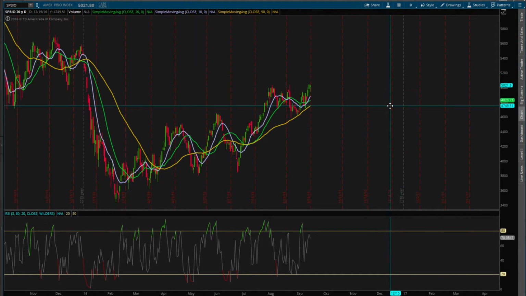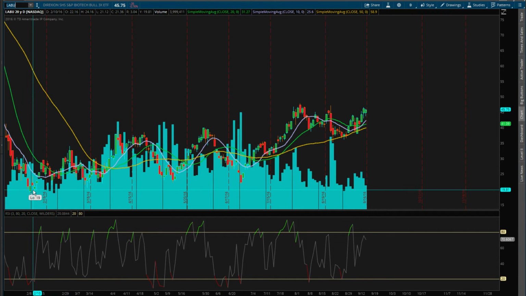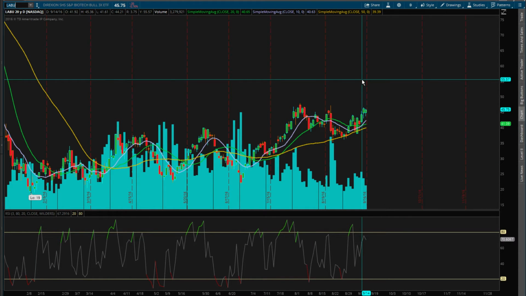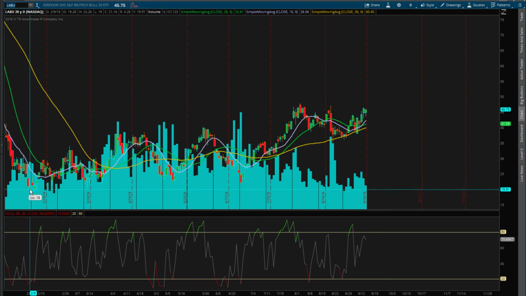Reflecting that, we can take a look at LABU, the way that we would long SPBIO. So let's go to LABU, and let's see in February. February, it had that low of $19, currently trading at $45.75. That's more than a 100% profit you would be at. You would have more than doubled your money on that investment. So that would have been a very good long. In just about 7 months, that's a very good return on an investment.